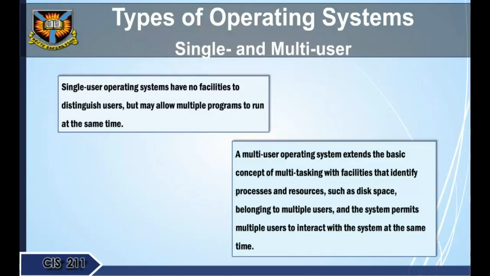Types of operating systems: single and multi-user. Single-user operating systems have no facilities to distinguish users but may allow multiple programs to run at the same time. A multi-user operating system extends the basic concept of multitasking with facilities that identify processes and resources, such as disk space, belonging to multiple users, and the system permits multiple users to interact with the system at the same time.